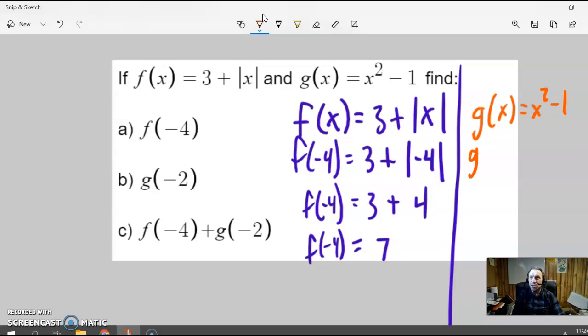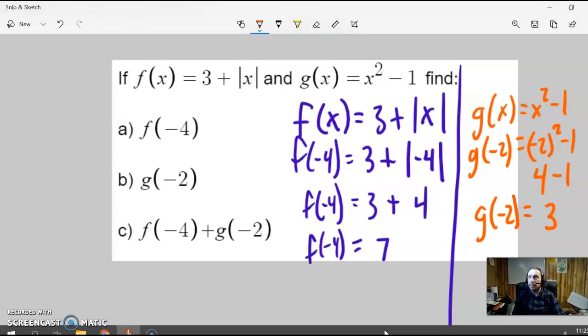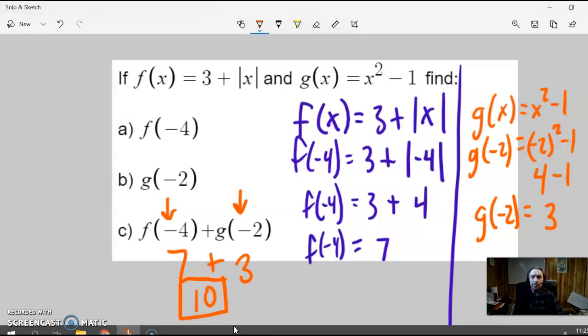Negative 2, let's plug that in. g of negative 2 equals negative 2 squared minus 1. Notice I put parentheses around the negative 2 because we're not just squaring the 2, we're squaring negative 2. So negative 2 squared is negative 2 times negative 2, or 4, minus 1 gives us 3. So g at negative 2 is 3. Well, part C just says, let's take f of negative 4 and g at negative 2 and add them together. f of negative 4 is 7, g of negative 2 is 3. So we add those together, and our answer for C is 10.